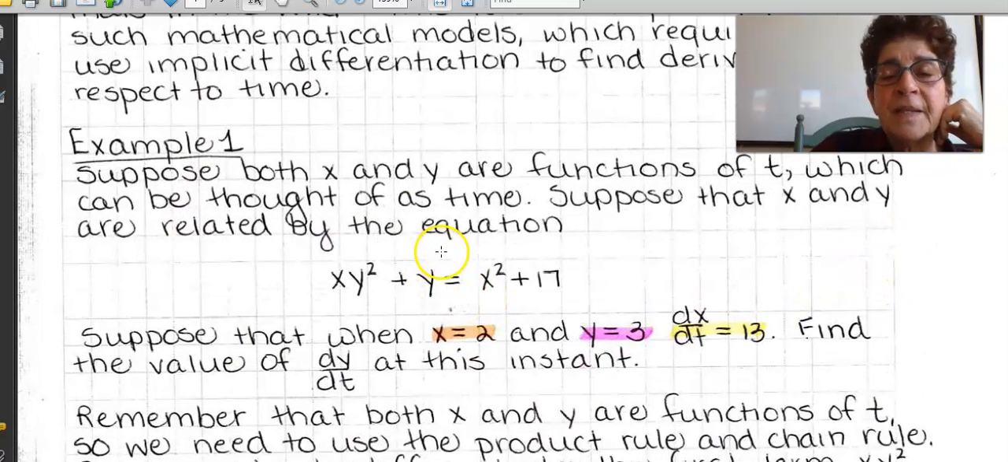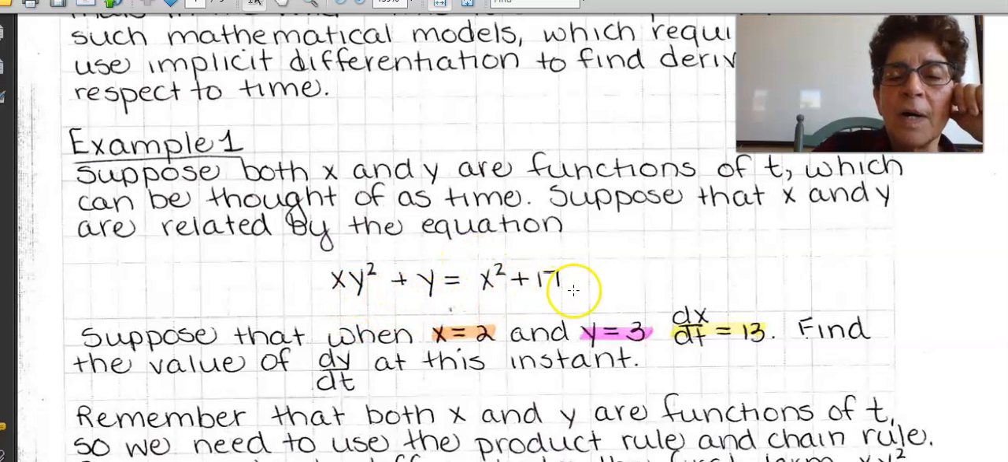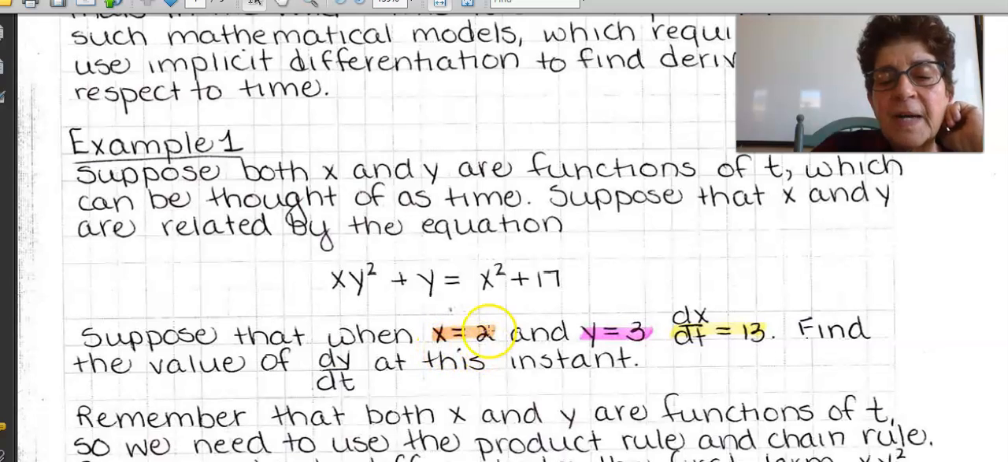Suppose this is an example without any context whatsoever. In this example we have x and y as functions of t, and we want to differentiate this on both sides implicitly with respect to time. They also give us some values. They tell us in this scenario x is 2, y is 3, and the rate of change of x with respect to time is 13. Notice there are no units in this problem because there is no context to the problem. They are asking us to find dy/dt at the instant when the variables and the rates have all of these values.